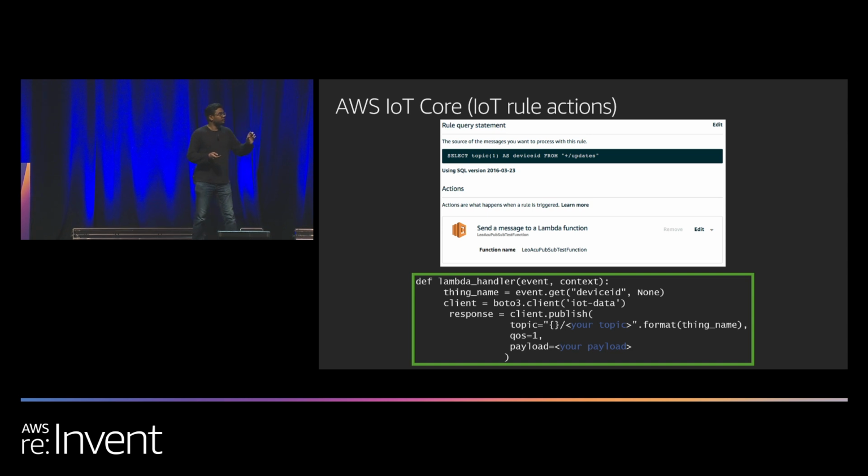And within that Lambda, because we had selected the topic in that SQL query, the Lambda had access to that device ID name. Using that device ID name or the thing name, it could now create a topic which it knew the device was listening to for commands. And it could send a command to that device on that topic. For our particular use case, that command was as simple as turn on an LED, for example.